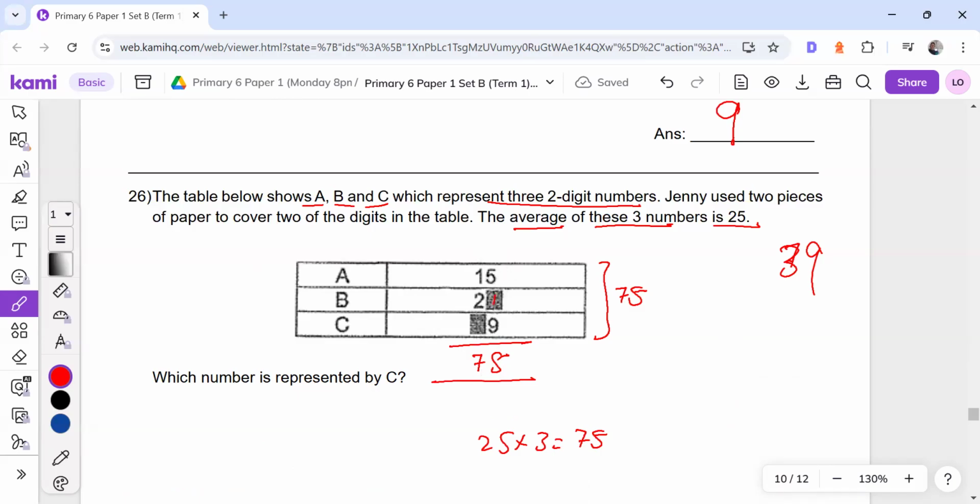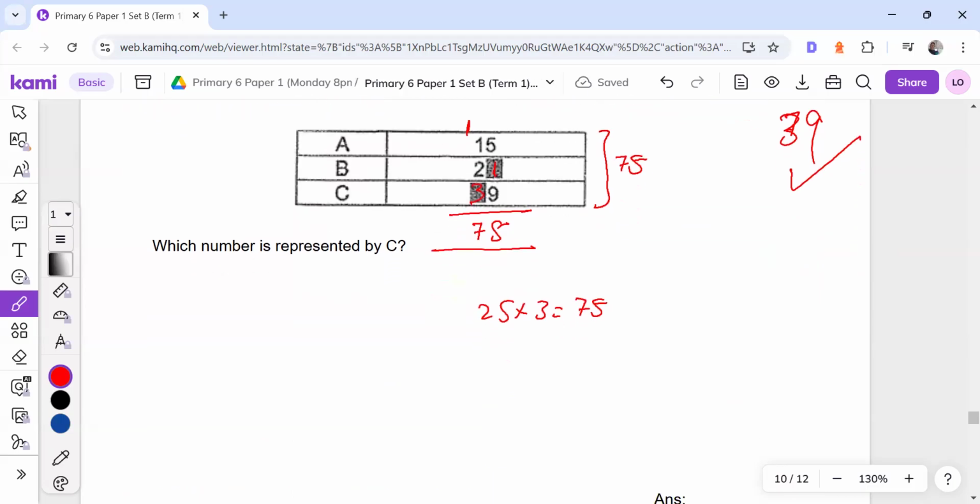So do you think it's 1? Let's try and see. 5 plus 1 is 6. 6 plus 9 is 15. Carry 1. And then 1 plus 1 is 2. 2 plus 2 is 4. Then 4 plus what equals 7? 4 plus 3. So what's your letter C? 39. Quite easy, right? Okay, let's go on to question 27.